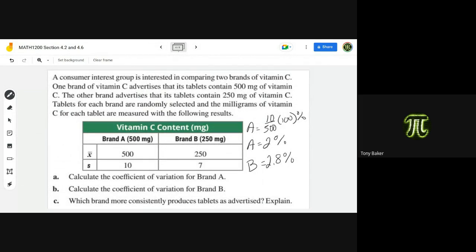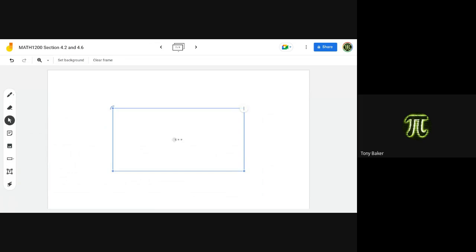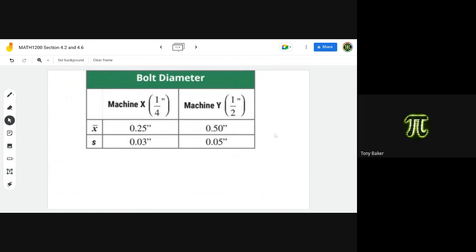All right. Let's do one more. All right, one more. Okay. Which machine is more consistent?